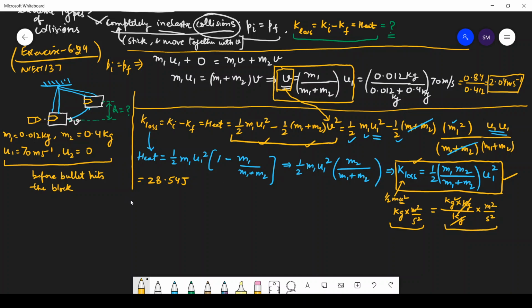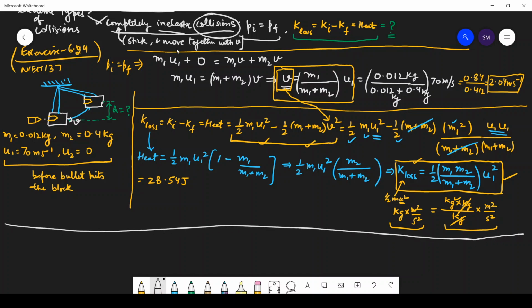Now the next part of the question is, so this was about the completely inelastic collision with the condition that u2 is 0. Then only these two formulas are valid, of velocity and this kinetic energy loss. So what is the condition? Condition is that m2 is at rest. This is the condition. Okay, then only these formulas are applicable.